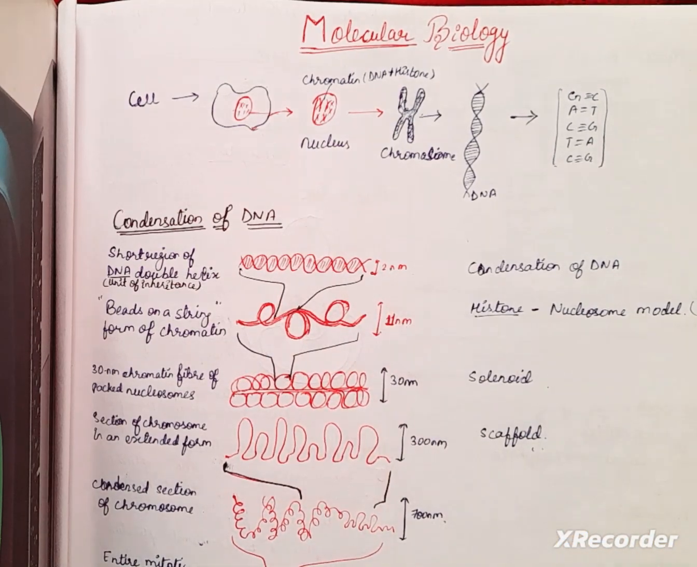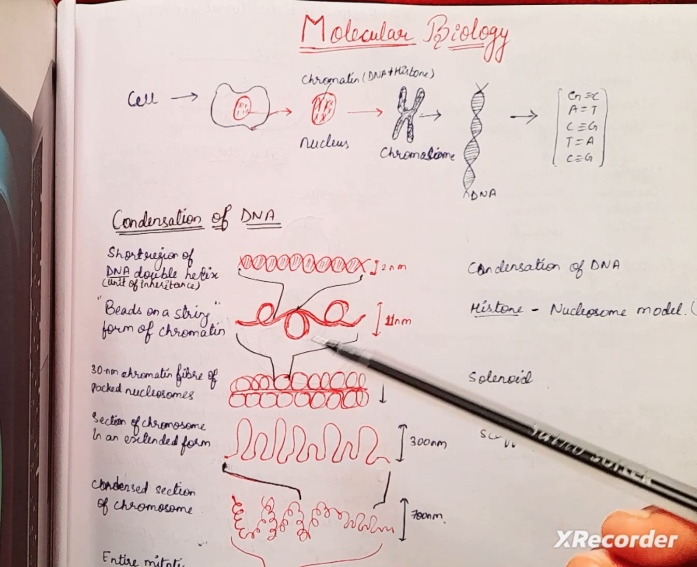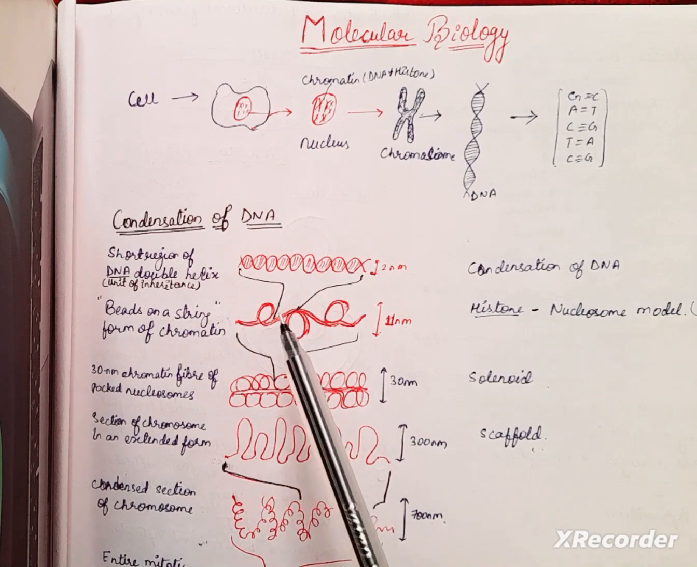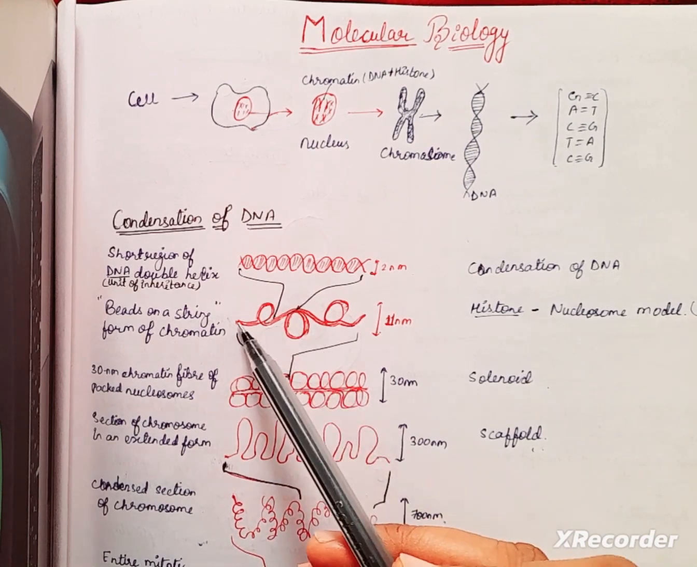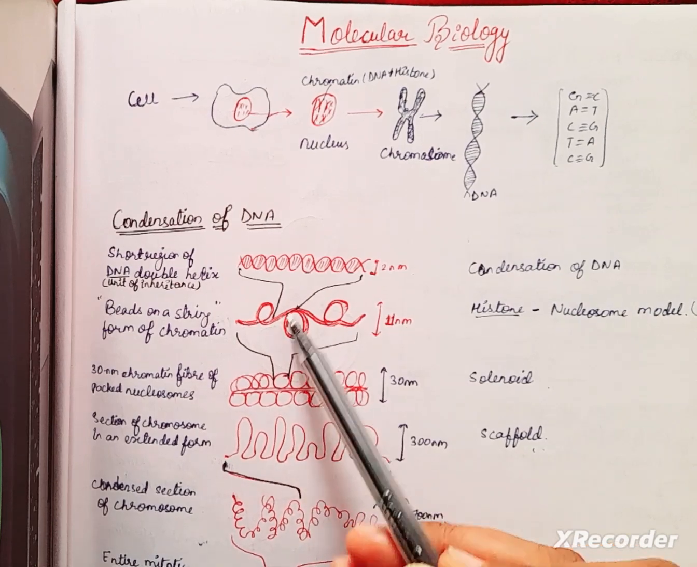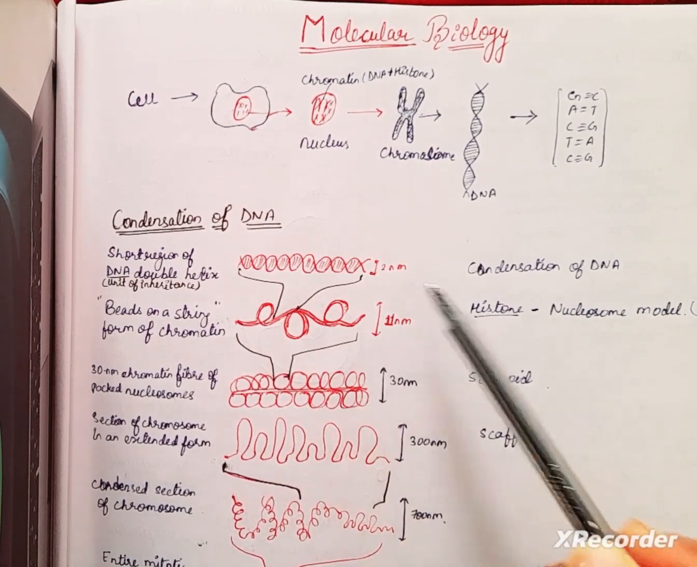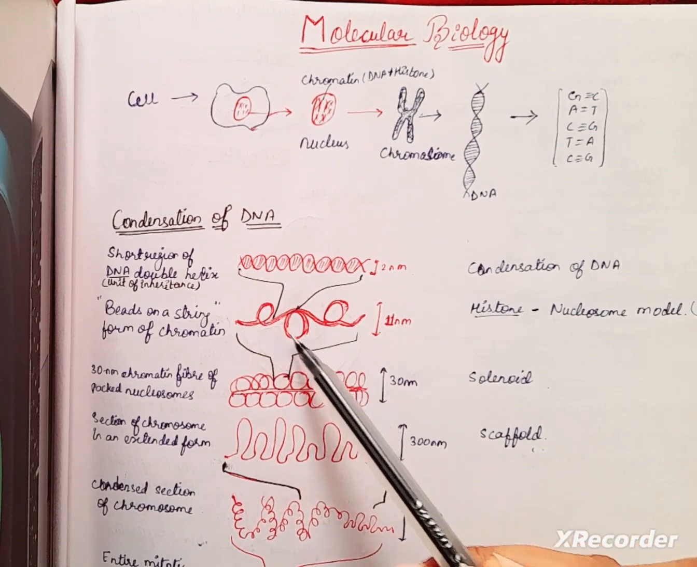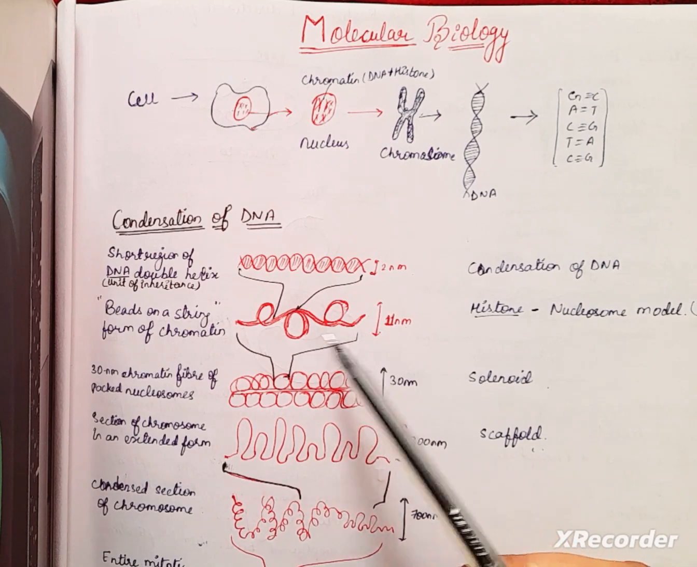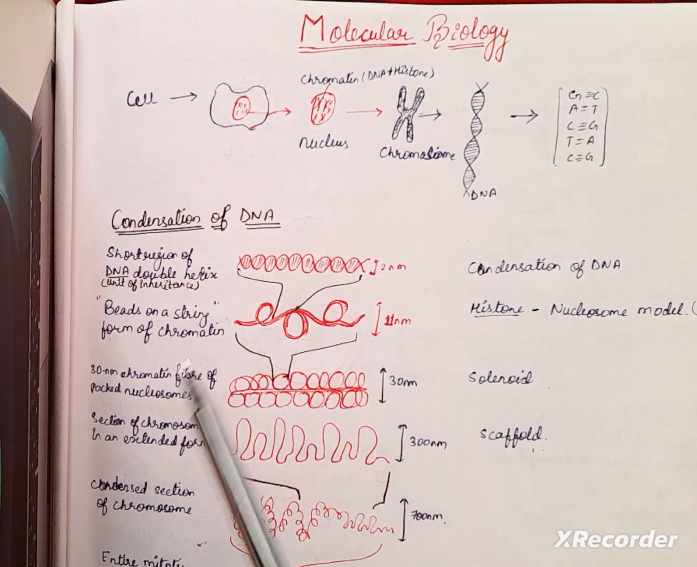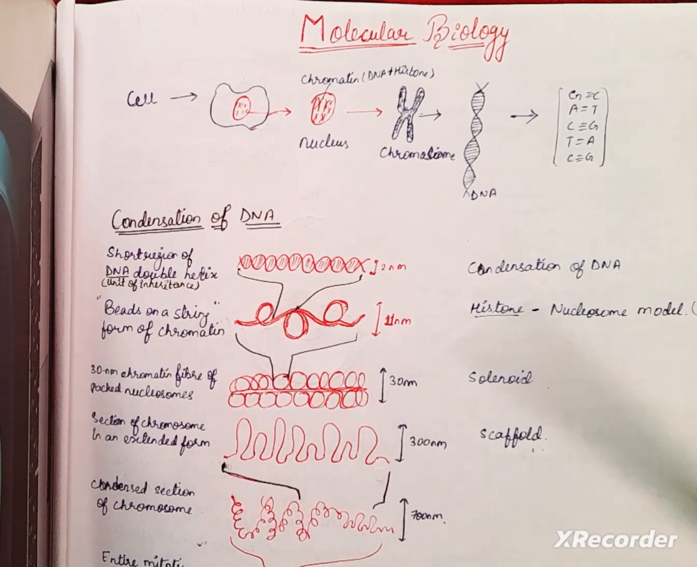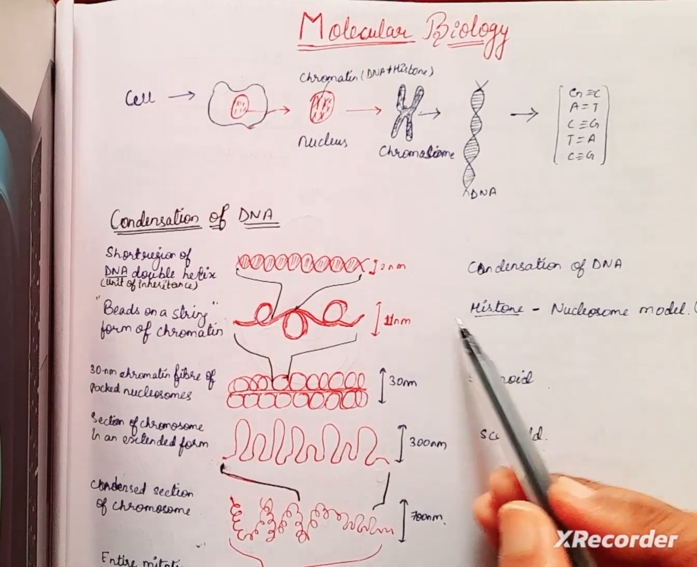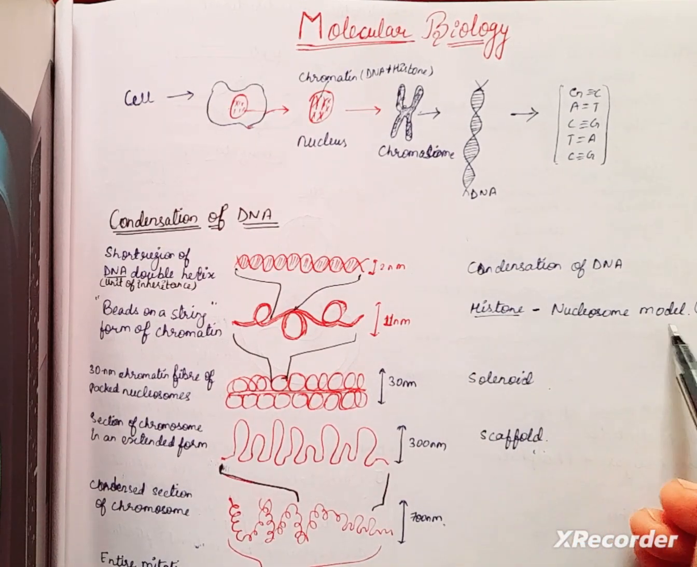After this, when it condenses more, it forms the beads-on-string form of chromatin. As we can see, this is a histone protein around which DNA is wrapped. The histones are like beads, and the DNA is like a string wrapped around the histone protein. This beads-on-string structure has a width of 11 nanometer, and this model is known as the nucleosome model.